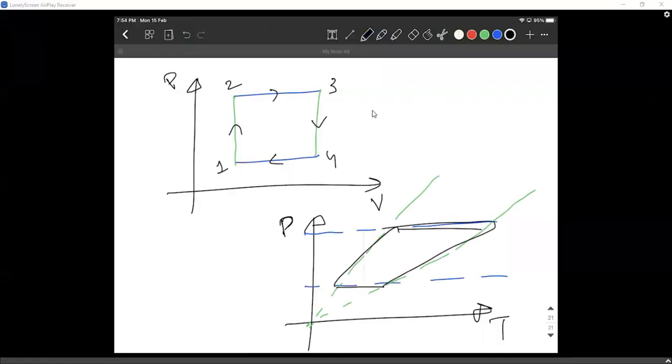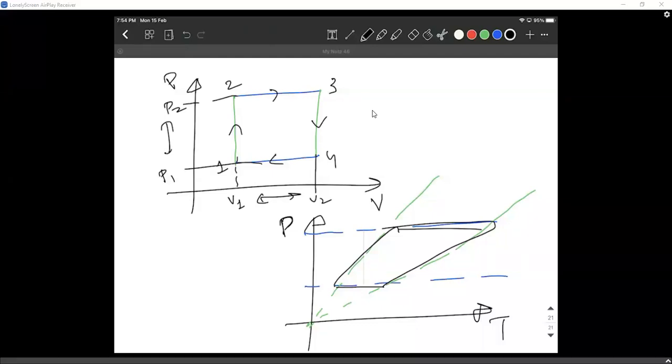Where it starts and all, you have to be careful. Like what volume, what constant temperature and all. If they give the values like this is V1, this is V2, this is P1 and this is P2, the whole process happens in between P1, P2 and V1, V2. So all you have to do is just do the calculation.